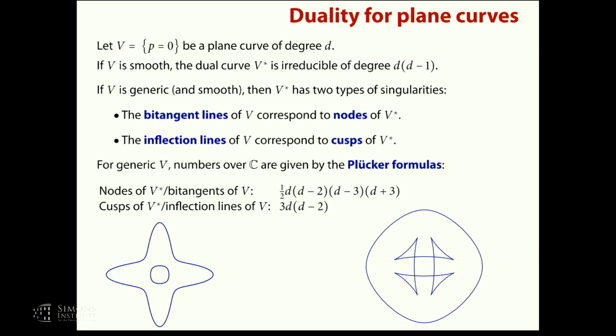And in a second, it will become somewhat relevant what happens over the reals, not with the count, but nevertheless. If you want to do this count over the reals, what is also very classical is that at most a third of the inflection points can be real. But how many bitangents can be real is somewhat harder to say in general. It's known in low degrees, but I don't think this is even exactly known in higher degrees. But typically, you can have all of the bitangents real, or maybe very few of them.